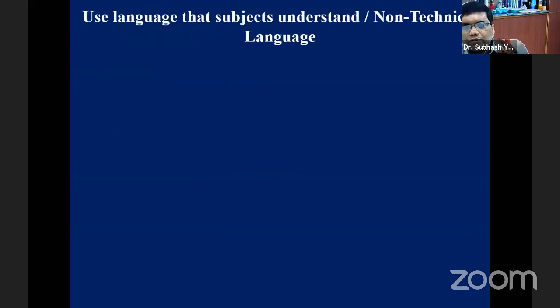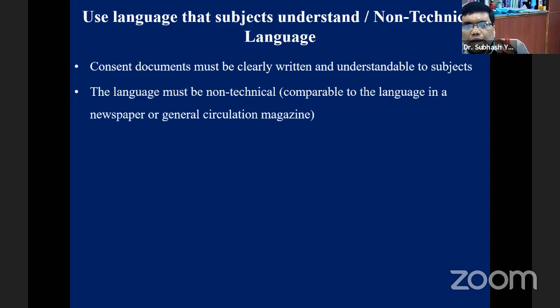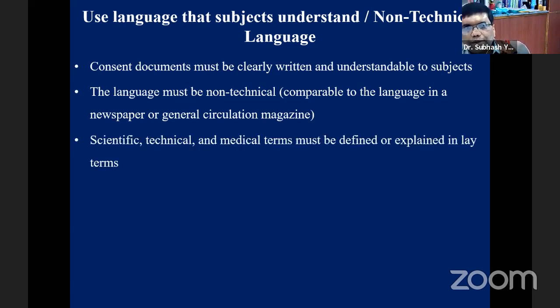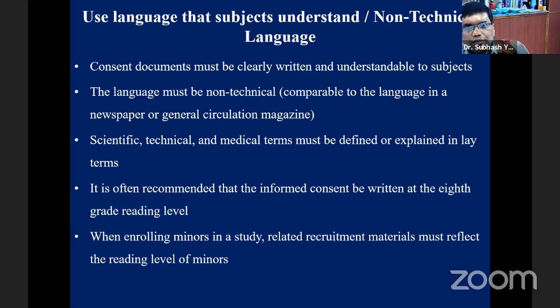Regarding the language, this is also important. Consent must be clearly written and understandable to the subject, and it should be non-technical. It should not be scientific language. It should be comparable to the language usually used in a newspaper or magazine. And as I told you, scientific, technical, and medical terms should be defined or explained in lay terms. It is often recommended that the informed consent be written at the 8th grade reading level, so that even a common person understands very easily.